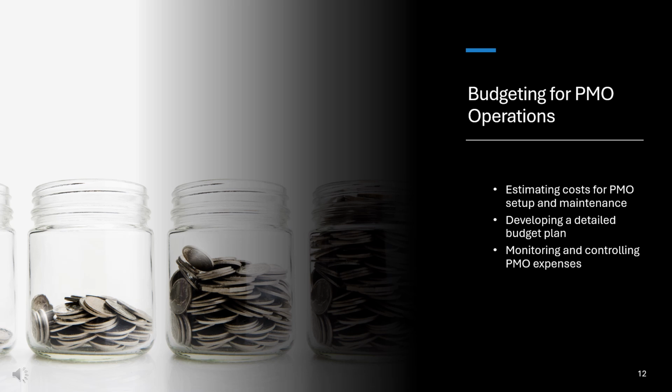Additionally, managing the budget effectively involves regular monitoring and reporting of expenses to ensure the PMO operates within its budget. Implementing cost-saving measures and optimizing resource utilization can help manage costs and improve efficiency. By creating and managing a detailed budget, you can ensure the PMO has the financial resources it needs to operate effectively and deliver value to the organization.